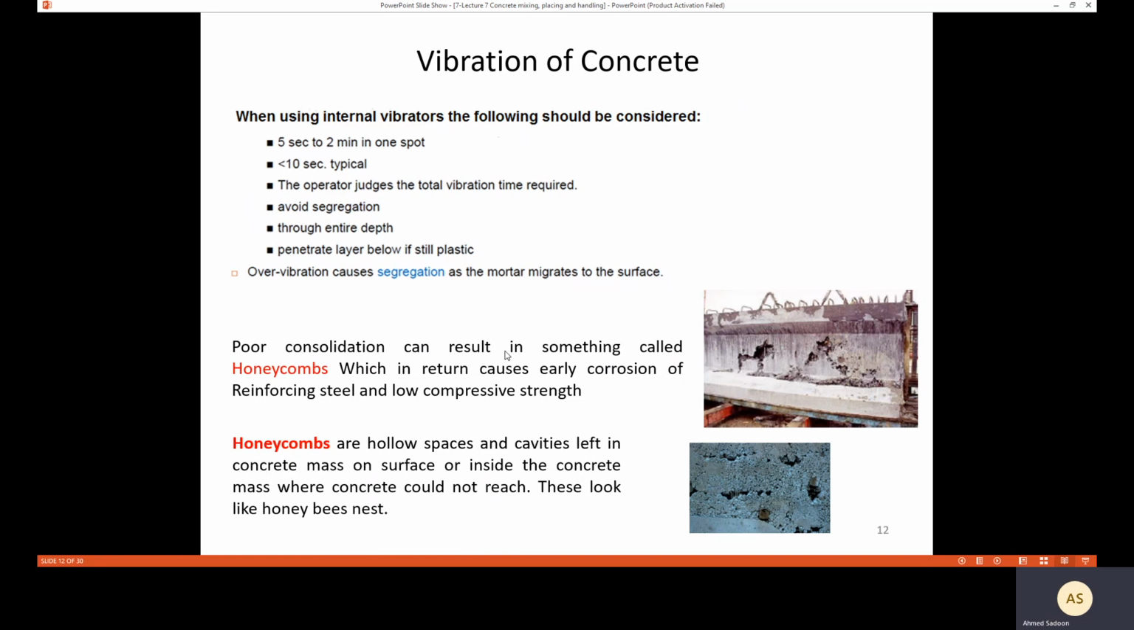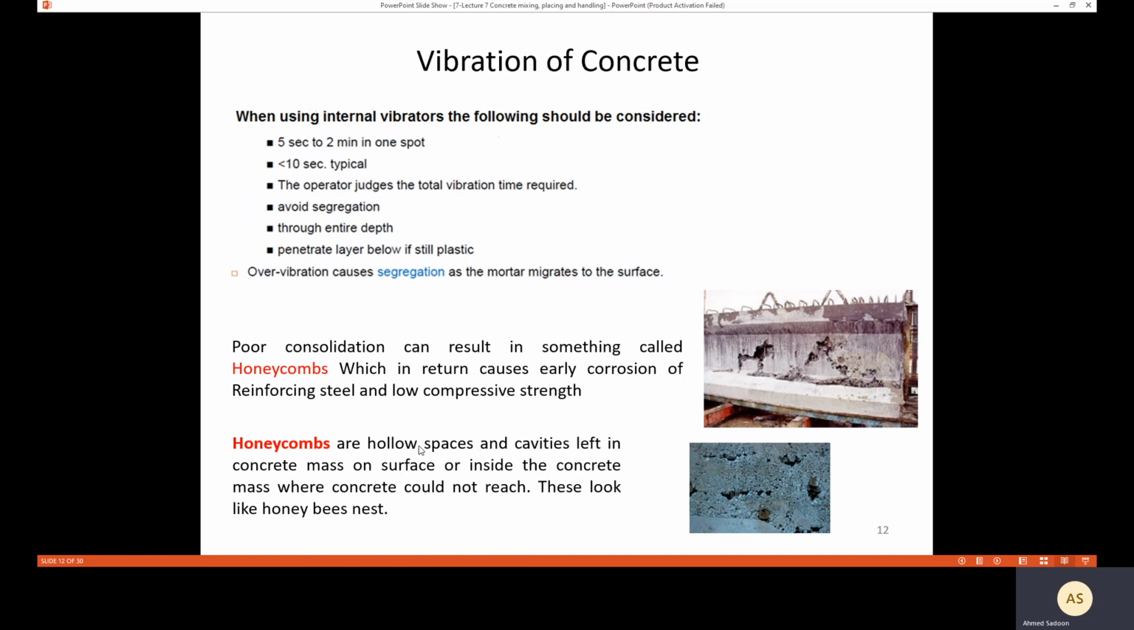Poor consolidation can result in something called honeycombs. If we are not going to consolidate the concrete in a proper way, then we are going to have honeycombs. Honeycombs look like that. We are going to have voids, because in consolidation we need to get rid of these voids. These voids are dangerous because they are going to cause early corrosion of reinforcing steel and low compressive strength.